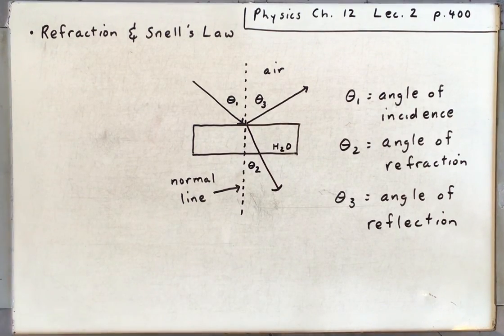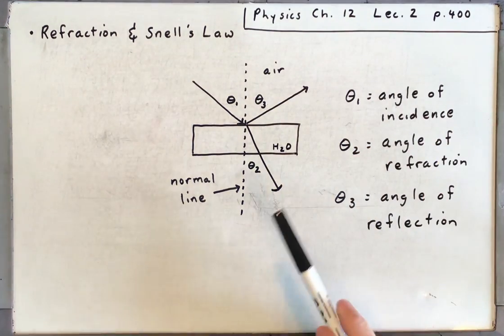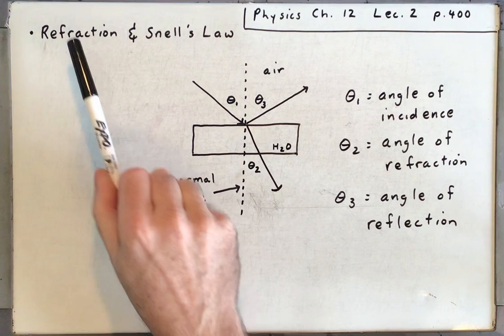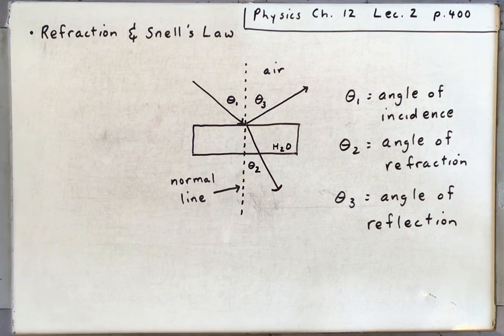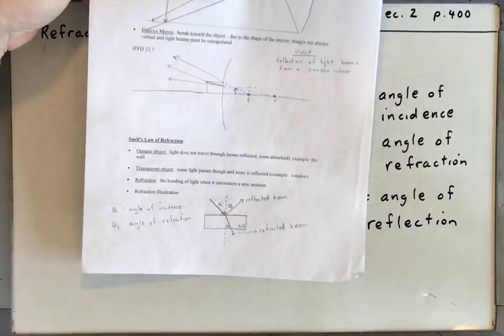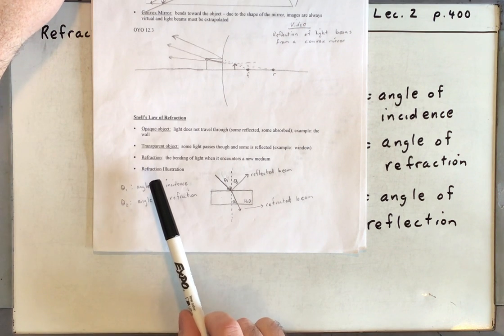Hello, physics people. This is Chapter 12, Lecture 2, on page 400 in your book. And this lecture is going to be about refraction and Snell's law. So on your notes, we're on page 2, here at the bottom. And just a little bit of vocabulary.